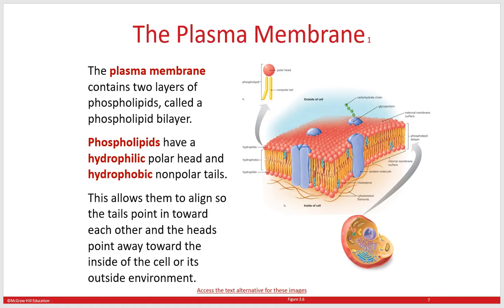The plasma membrane is this membrane that surrounds the cell. It contains two layers of phospholipids. These little things here are the phospholipids. They have a hydrophilic head, which means that they like water, and a hydrophobic tail, which means that they don't like water. Because of this bipolar nature of the phospholipids, they align with the tails pointing inward, and it keeps the water out so that you have this separation of environments from inside the cell to outside the cell. It's like a little wall.